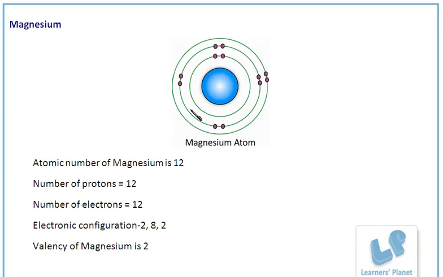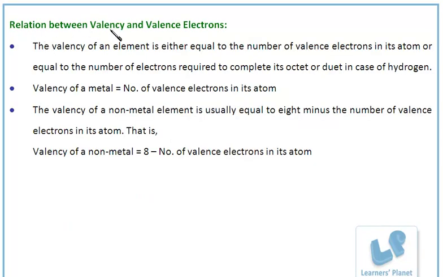Let's take another example. See, this is magnesium. The atomic number of magnesium is 12. So what will be the number of protons in magnesium? 12. Number of electrons in magnesium? 12. And what will be the electronic configuration? 2, 8 and 2. This is the K shell, the L shell and the M shell. So how many electrons are present in the outermost shell, that is the valence shell? It's 2. So what will be the valency of magnesium? It will be 2.